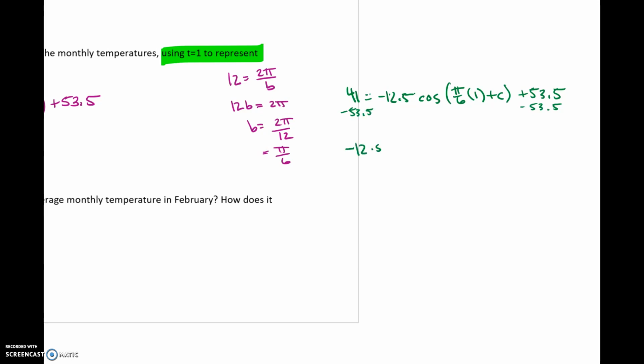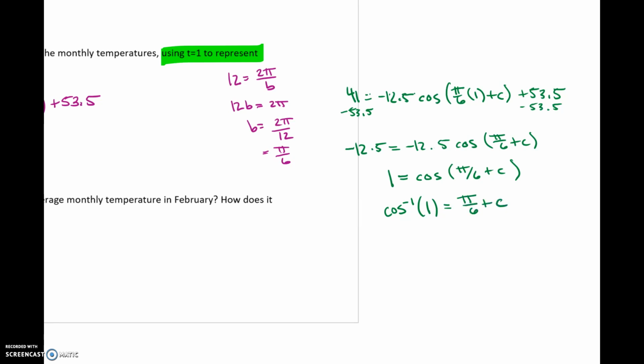So I'm going to get negative 12.5 equals negative 12.5 cosine of pi over 6 times 1, which is just pi over 6 plus C. Now I need to get rid of that negative 12.5, so I'm going to divide both sides by negative 12.5. The negatives cancel out, the 12.5s cancel out, and I'm just left with the 1. Now what does this angle equal? If I want to find out what this angle equals, I'm going to use the inverse cosine. So I'm going to say secant inverse, or the inverse cosine of 1, equals my angle, which is pi over 6 plus C. To get your final answer, the inverse cosine of 1 minus pi over 6 is going to give me C. If you enter that in your calculator, you're going to get C to be approximately 0.5.